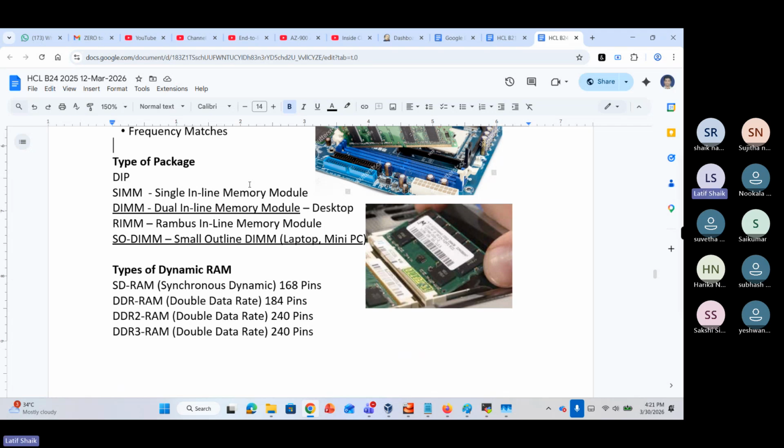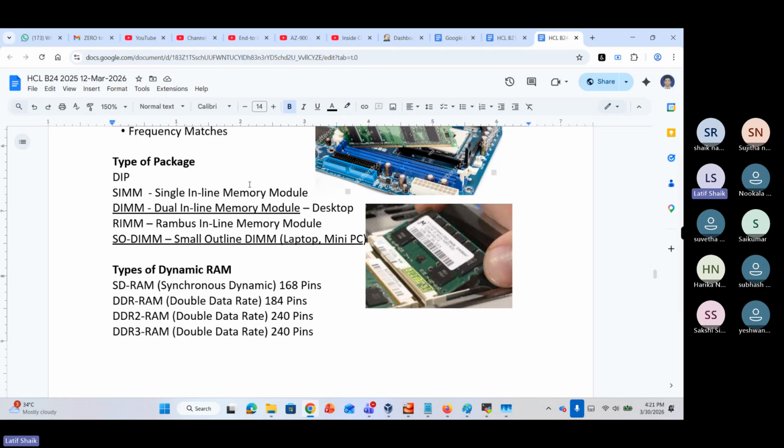RAM packages. Maybe some of you have seen an Arduino Uno board or a Raspberry Pi. On these boards also there is a built-in RAM, but the RAM is mostly in DIP mode, like a simple IC, 741 IC, or 555 timer IC. That's a DIP package. Those RAMs exist, but in our computers we don't use that kind of RAM. Next, the SIMM, single inline memory module RAMs are there.